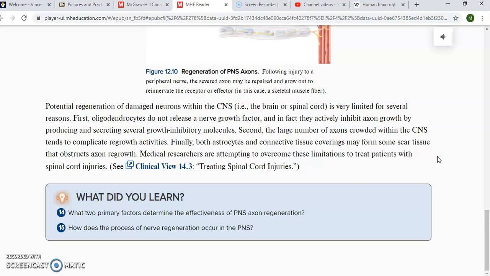So the central nervous system is not likely to regenerate after injury. But they are doing a lot of medical research on this problem. So maybe sometime in the future we'll have some sort of therapy that would allow for regeneration of neurons within the spinal cord and brain, but for now, not likely.